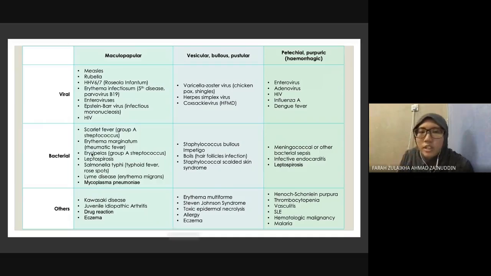Okay, so I've already divided it by type of lesion, let's say maculopapular, vesicular, bullous, or pustular, as well as petechial and purpuric. The most common cause of it is actually infection. So I've divided it into either viral, bacterial or others. Others means other than both viral and bacterial. As you can see, I will go through some of the diseases later.